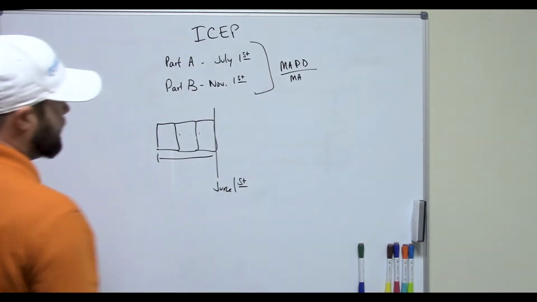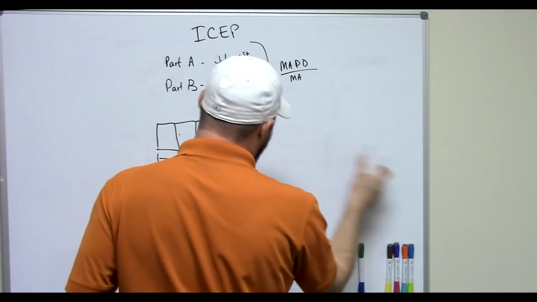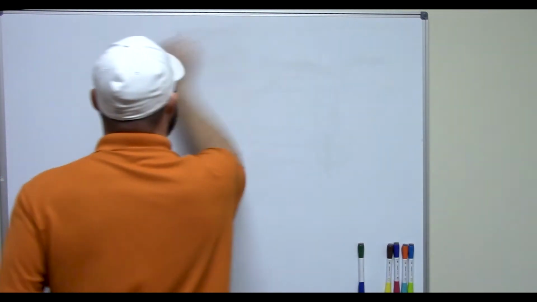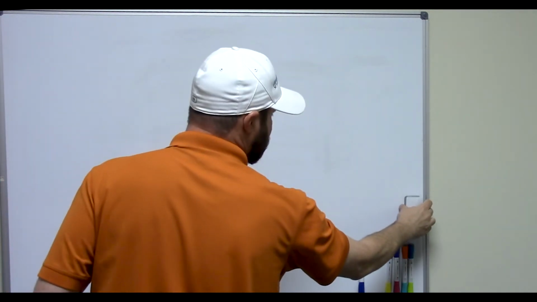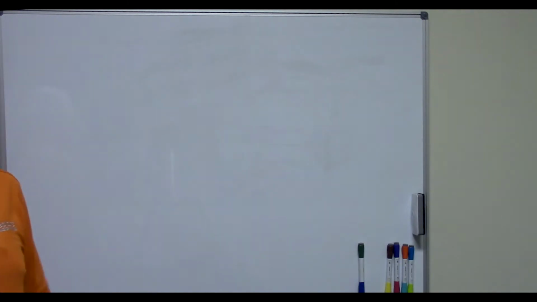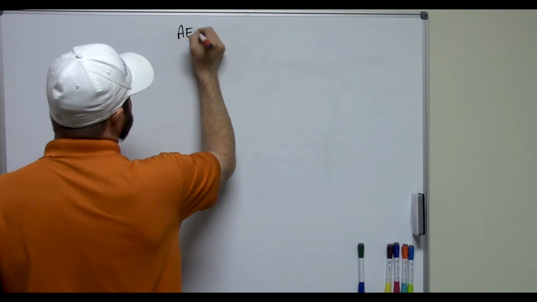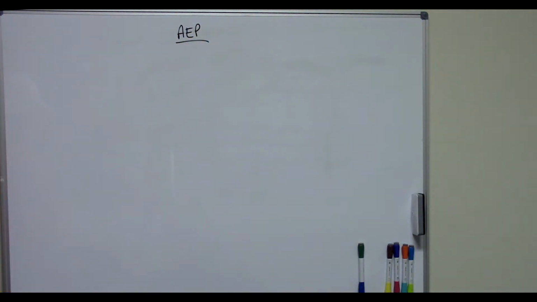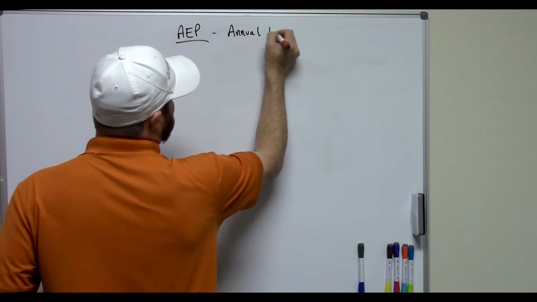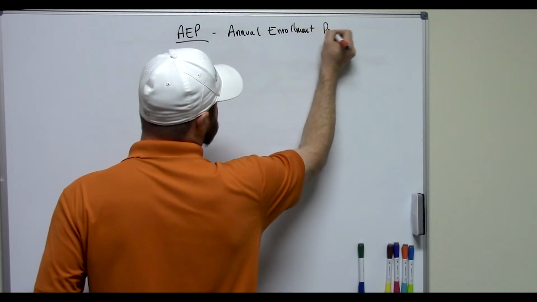And so the ICEP is when you have a gap between your A and B, or if you're enrolling into an MA only plan when you're turning 65 in your IEP. And so we have IEP, ICEP, the GEP, and then we have another acronym. The government loves these acronyms. We have AEP, which comes around every year. It stands for the Annual Enrollment Period.